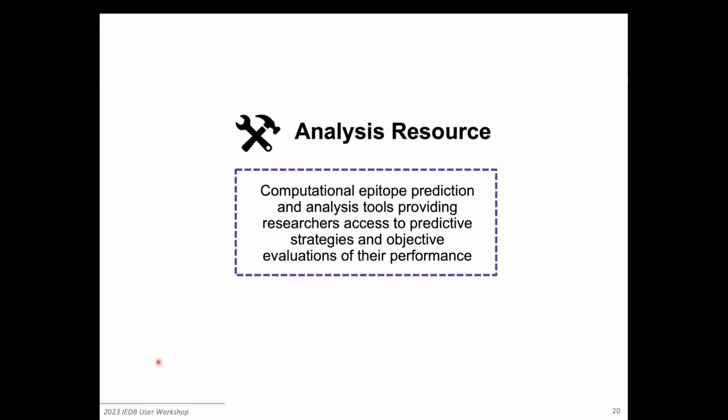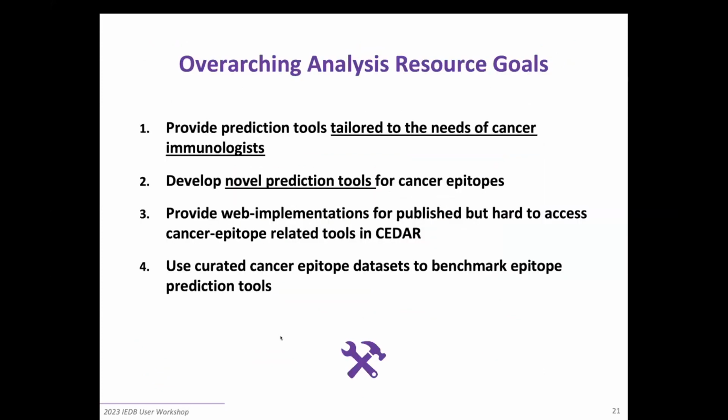So next I want to talk about the analysis resource. As a reminder, here we want to provide epitope prediction and analysis tools specifically designed for cancer. So we had 4 overarching goals for the analysis resource for CEDAR. Namely, provide prediction tools tailored to the needs of cancer immunologists, develop novel prediction tools for cancer epitopes, provide web implementations for published but hard to access cancer epitope related tools, and use curated cancer epitope data to benchmark epitope prediction tools.